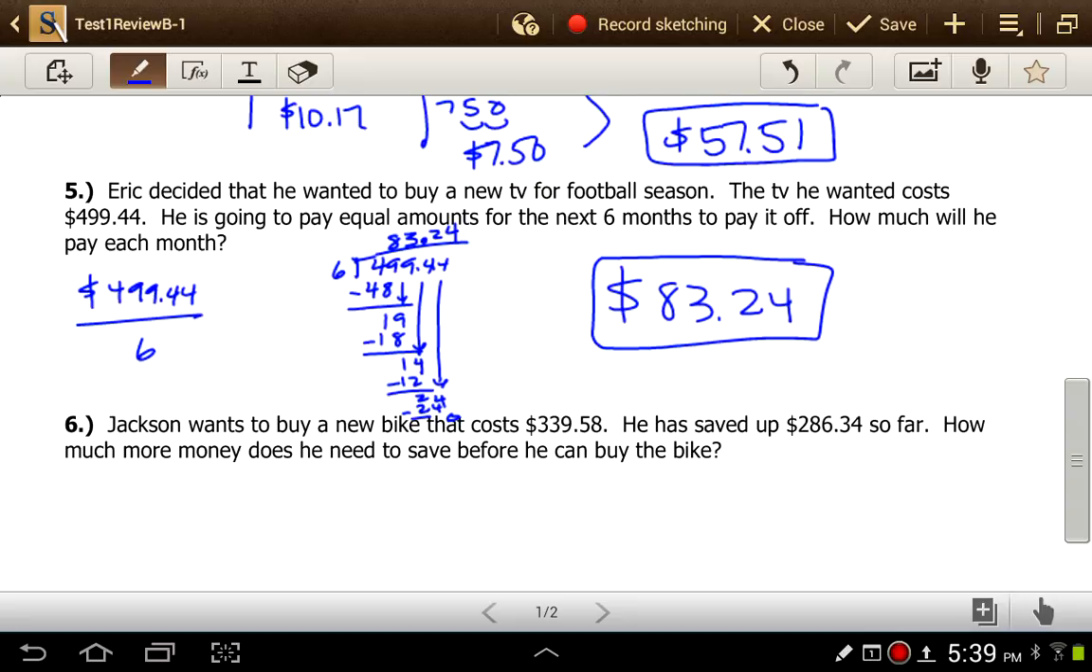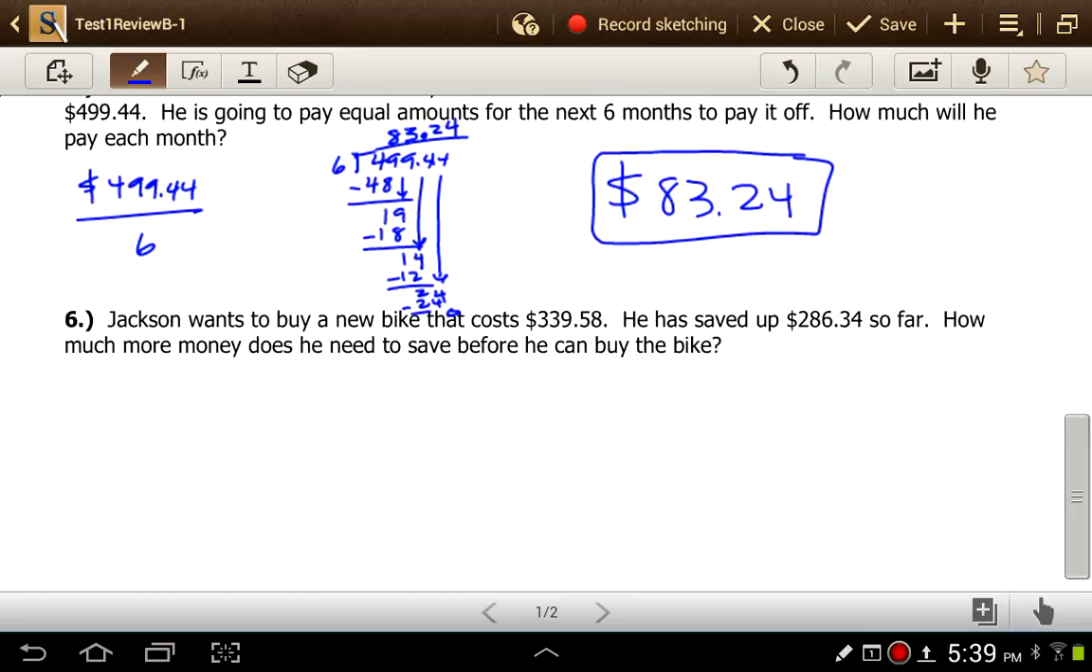Okay, and number 6. I have $339.58, which is what I need for the bike. I have $286.34. That's a subtraction problem. I need to find the difference. How much more do I need? I need to find the difference between the numbers. So I'm going to subtract them. Line up your decimal points when you subtract.